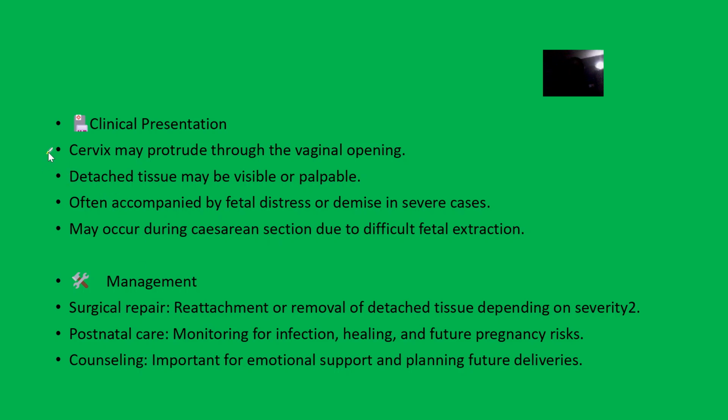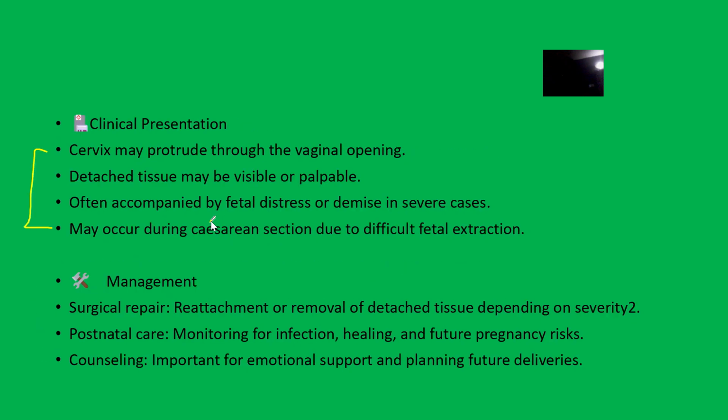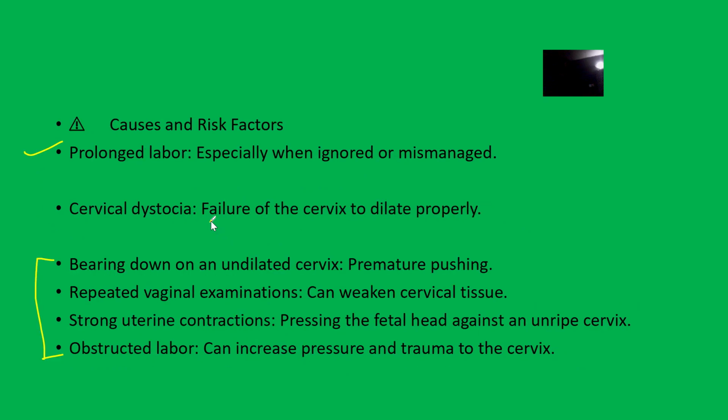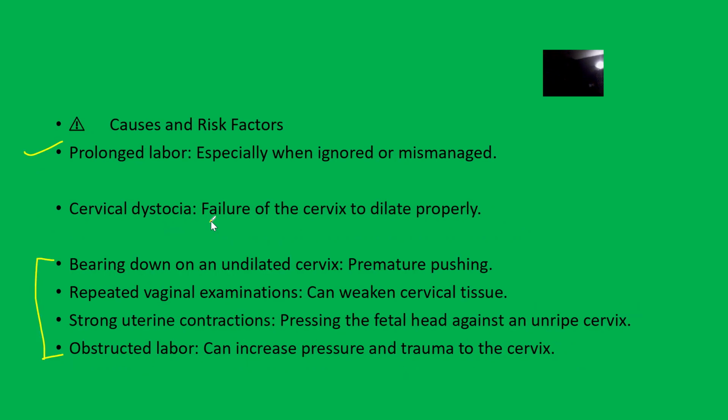Therefore, clinical presentation: the cervix may protrude through the vaginal opening, with detached tissues. That may be visible. That's a clinical presentation. It's often accompanied by fetal distress. It may occur during cesarean sections, like if there's failed fetal extraction, you actually have this one coming in.